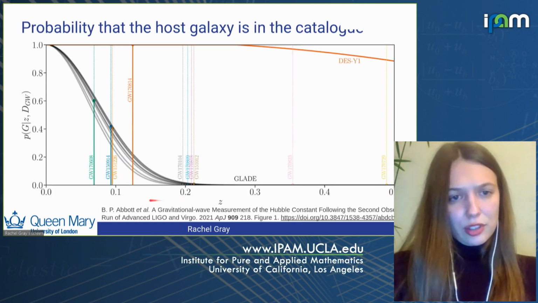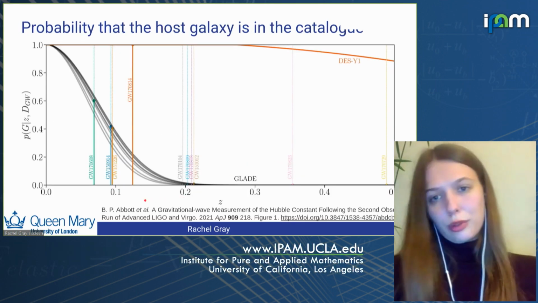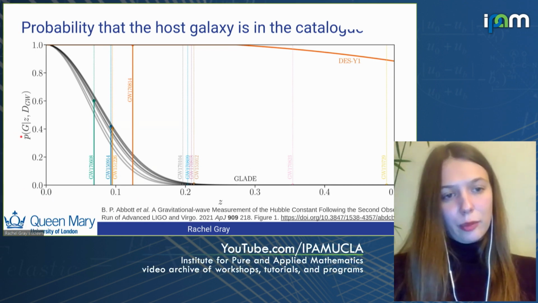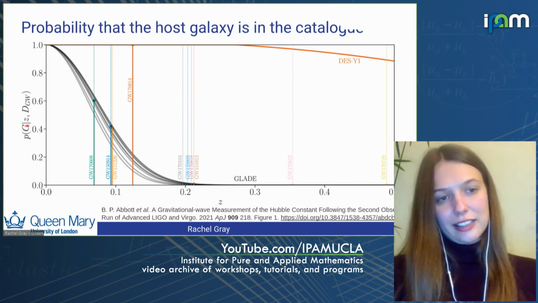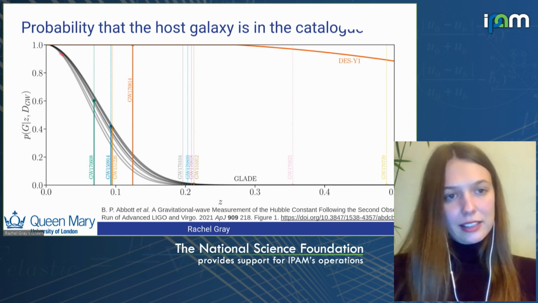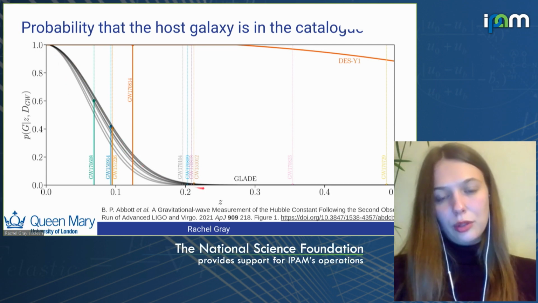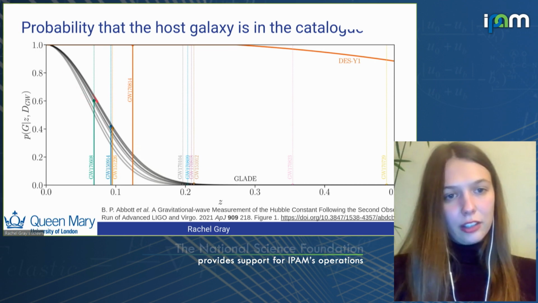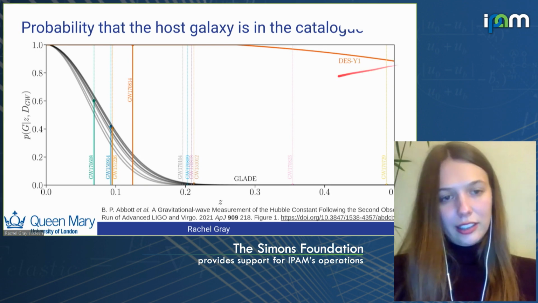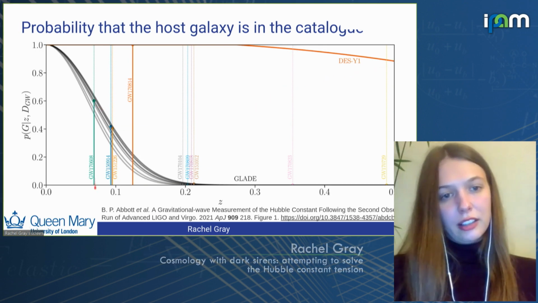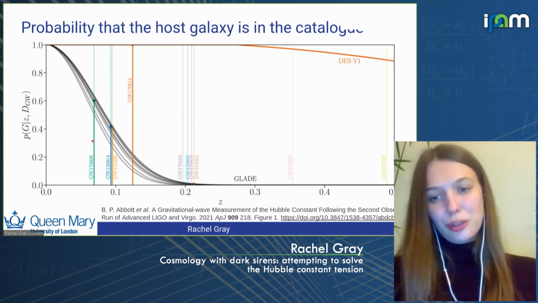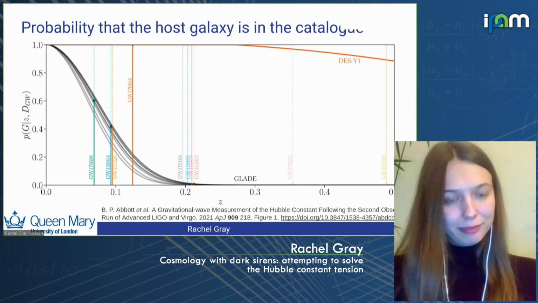So I think this is a nice demonstration of how important galaxy catalog incompleteness is. On the y-axis here, we have the probability that the host galaxy is inside the catalog as a function of redshift, where these sloping curves correspond to the GLADE catalog. This orange sloping curve corresponds to the DES catalog, and then the vertical lines you see here are at the median redshift for each gravitational wave event, which has been calculated assuming, I think, Planck cosmology.